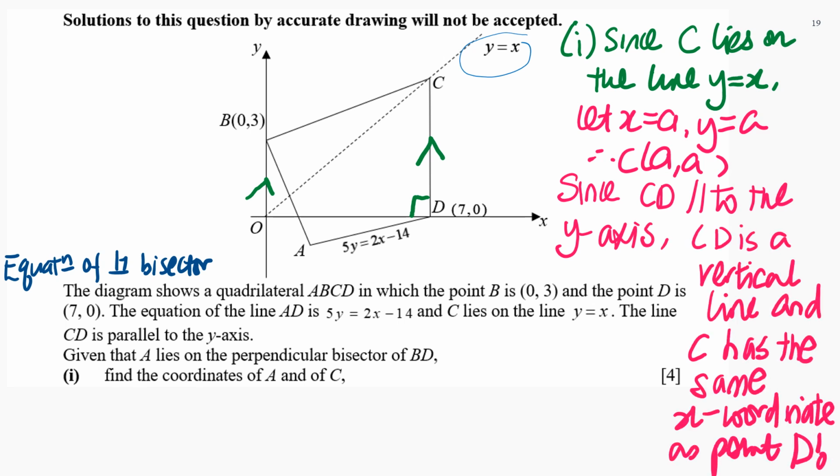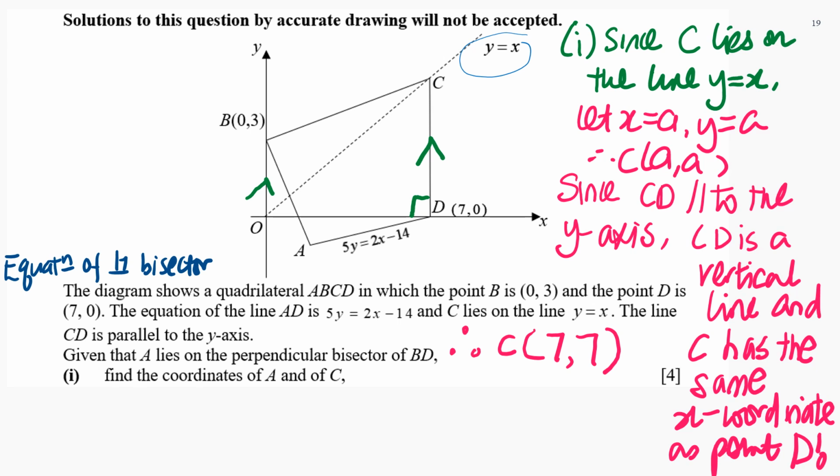Alright. So since CD is a vertical line, C will have the same x coordinate as point D, which is 7. And since the point C lies on y equals x, both the x and y coordinates will be the same. So if the x coordinate of point C is 7, the y coordinate will also be 7. Therefore, your point C will have 7, 7 as the coordinates. Right, so that's point C. That's quite easy to find.